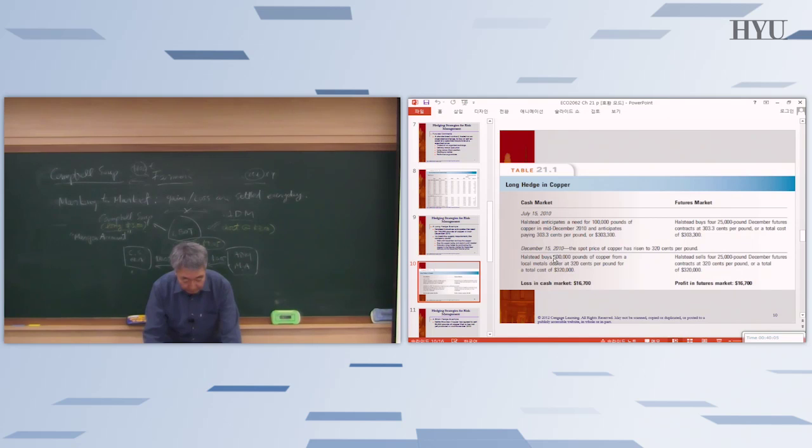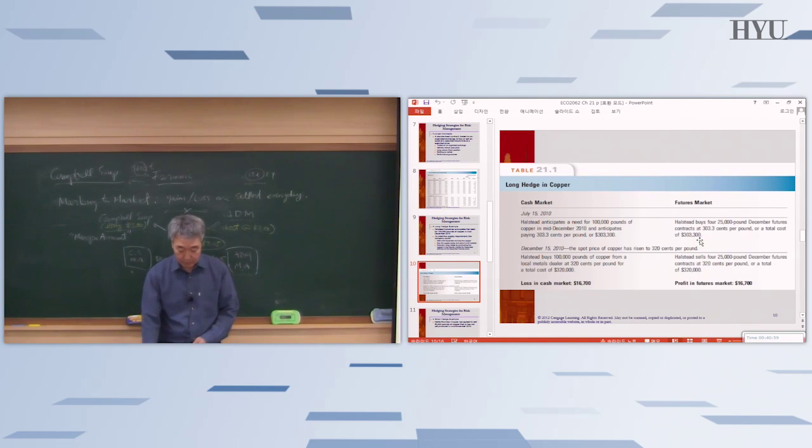On December 15, let's say the spot price goes up to 320 cents. Then at that time, if you wait until then, you have to pay $320,000. So compared to the strategy of purchasing today, you're losing money here because you have to pay a higher price. Or you can do the futures trade here. You can purchase 4 units of 25,000-pound December futures at 303.3 cents per pound. So the total amount will be $303,300.